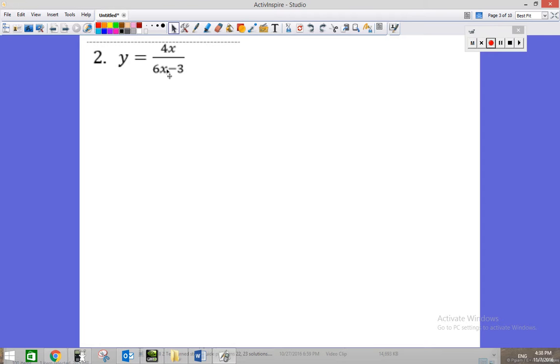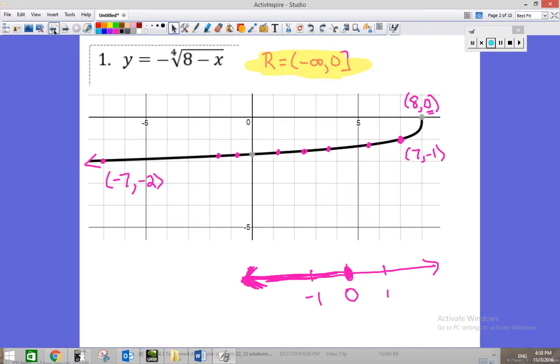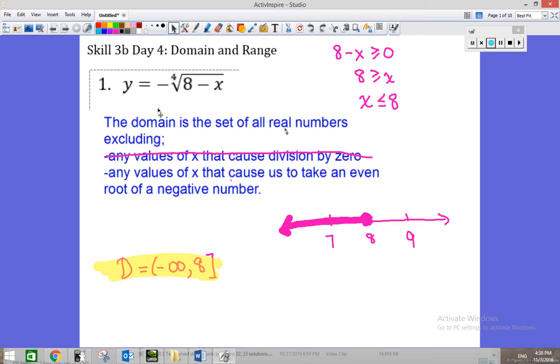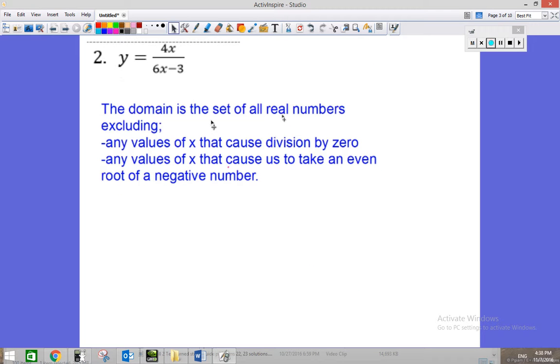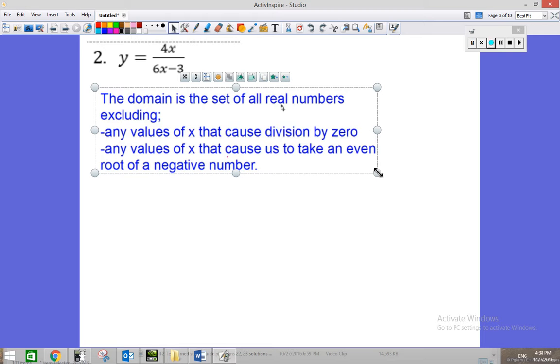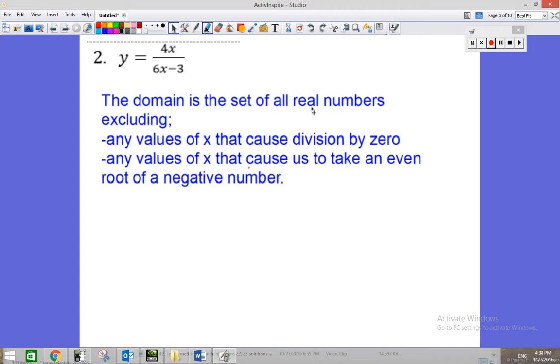Anytime they give me an equation and ask me to find the domain, I start with this. The domain is a set of all real numbers, excluding any values that cause division by 0, and excluding any values that cause me to take an even root of a negative number. Well, I don't have any even roots. I don't have any square roots, so I don't have to worry about that. But I do have a variable in a denominator. So this denominator, 6x minus 3, I want to avoid it ever equaling 0.